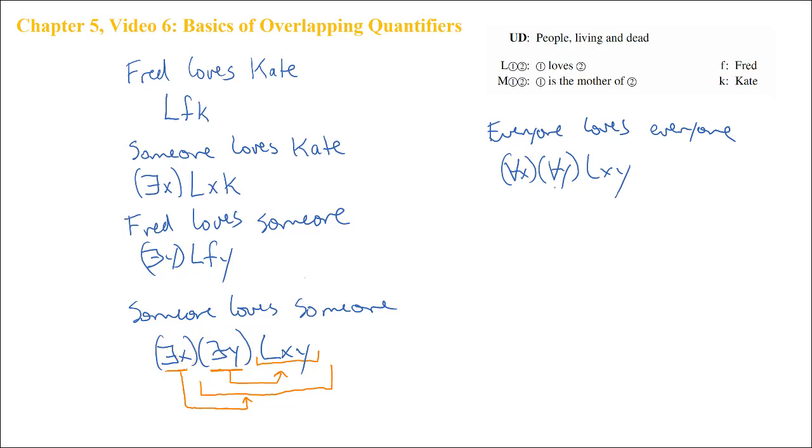Note the same thing is happening here. We've got the universal Y with scope over this whole subformula, and the universal X has scope over that. And again, we have to use different variables here. It doesn't have to be the case that the X is the leftmost one or anything like that. That just happened to be the way I did it.